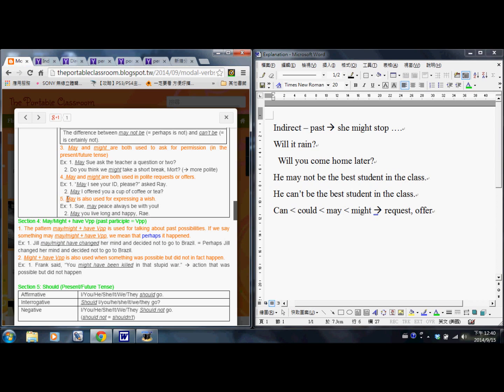Number 5, let's look at the last one. "May" is also used for expressing a wish. So if you want to express your wish, you can use "may." For example, number 1, "Sue, may peace always be with you." "May you live long and happy, Ray." You used "may" to express a wish, or you can make any wish. For example, like "may fortune follow you everywhere." Okay, this is a wish too. So we can use "may" to express a wish.